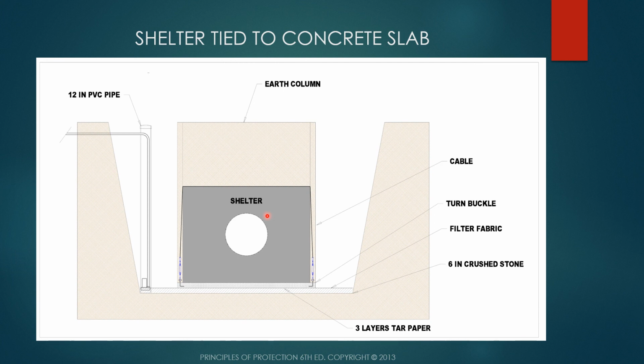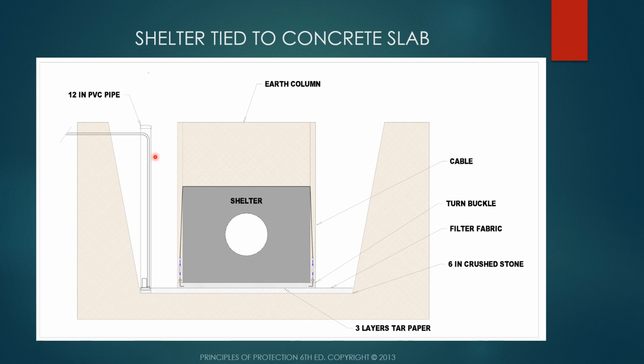Here for a square shelter that's tied down, it's the same thing. It's a little easier to calculate, but you've got earth over the top, and if you tie it down to a concrete slab, you have earth over the top here too.